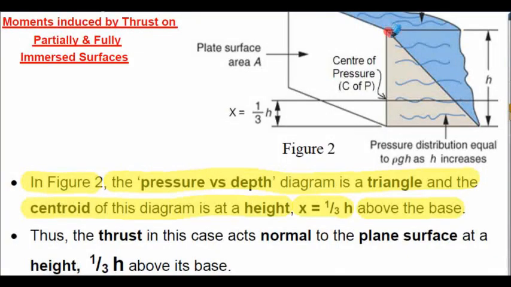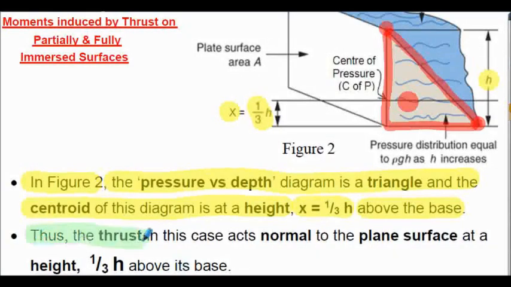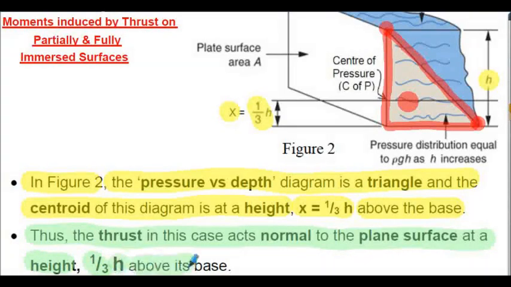So here's our linearly varying pressure distribution due to self-weight of the fluid, zero gauge pressure at the surface, maximum pressure at the base. And here's our triangular shape, and the centroid location of the triangle, so x here, is a third of the height of the triangle, height h in this case. So the centroid is in this location here. We've reviewed centroids in a separate presentation. Thus the thrust in this case acts normal to the plane surface at a height of 1/3 of h above its base.